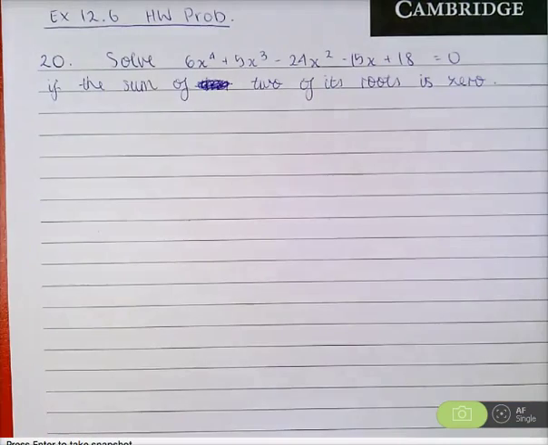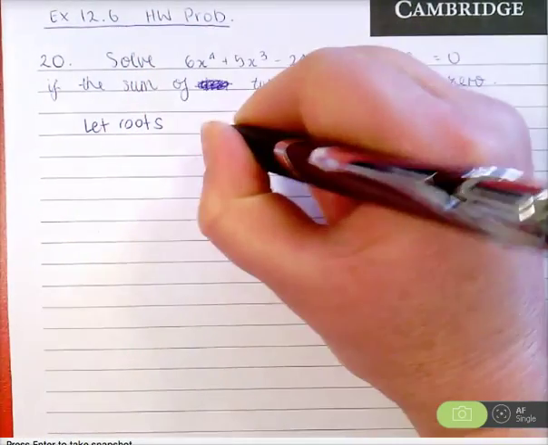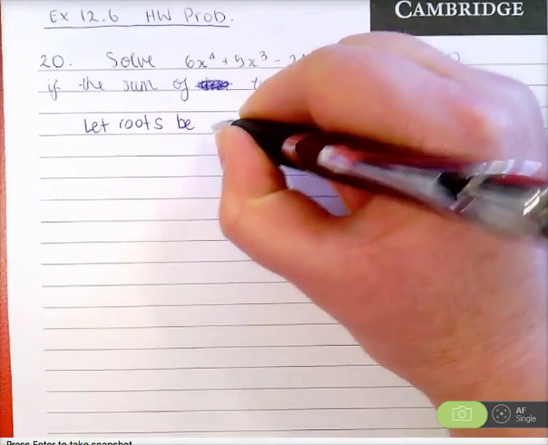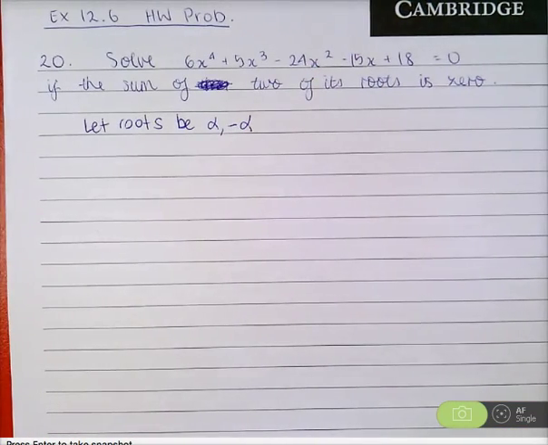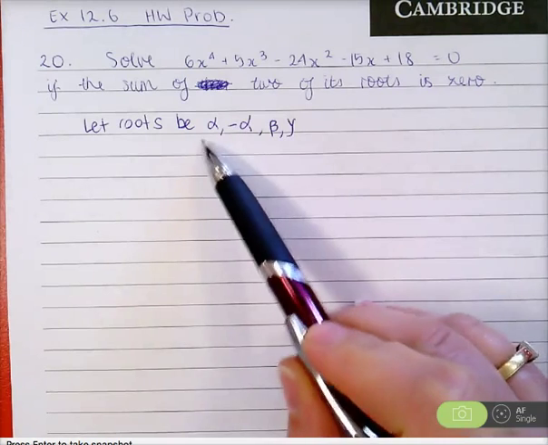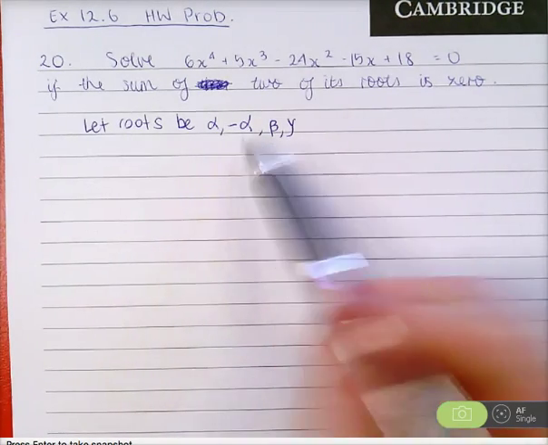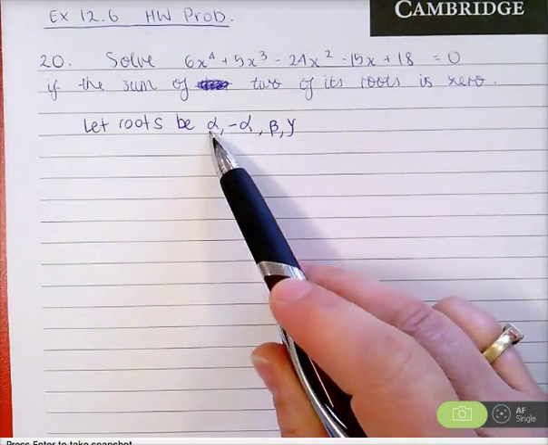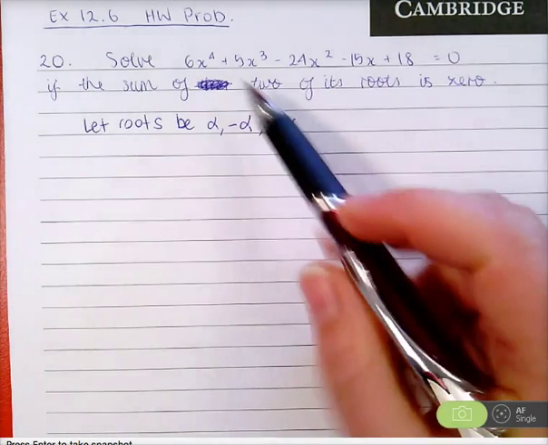So you're going to let your roots be what? If the sum of two roots is 0, then they must be opposites of each other. So let the roots be alpha and minus alpha, because if you add those two together, alpha plus minus alpha is 0. Just like 2 plus negative 2 is 0, they'd have to be opposites of each other, same magnitude, opposite sign. If I do alpha plus minus alpha, I get 0.